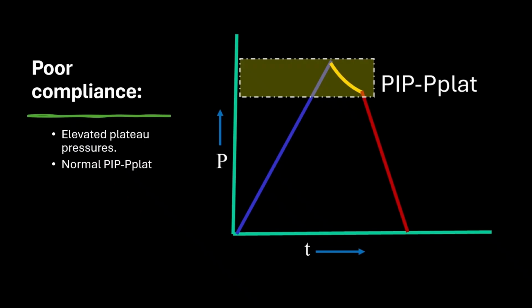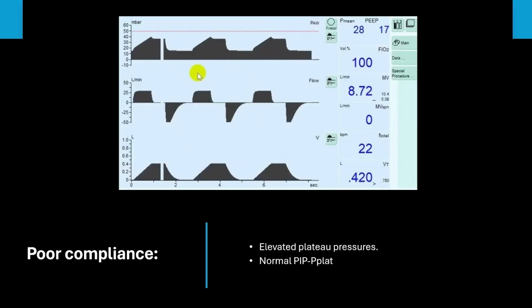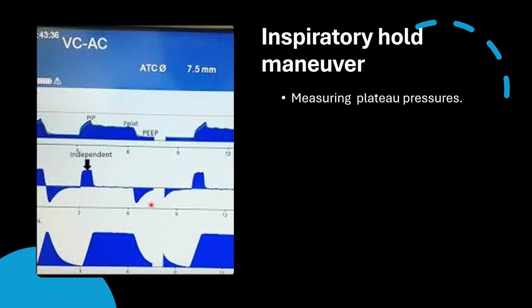So poor compliance can be detected on the ventilator very easily. As you can see here, there is a peak pressure, and immediately after the peak pressure there is a high plateau pressure. If you look here, the plateau pressure is quite high, about 28, and the patient is requiring PEEP of 17, meaning the patient's lungs are really bad. This is the ARDS lung. So poor compliance means high plateau pressures, and sometimes in the exam you would be shown this kind of curve.